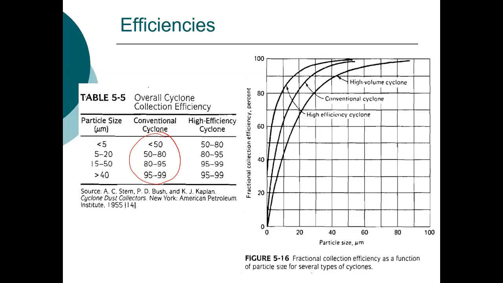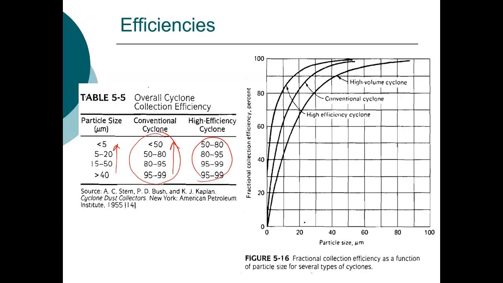Now, what you see is that in terms of, look at a conventional cyclone separator, for large particles greater than about 40 microns in size, we can get significant removals, greater than 95%. And you can see that as the particle size decreases, the removal efficiencies also decrease. We'll talk about high efficiency cyclones and what the difference is, but there you see even greater removals, and you can see the same thing on this figure here.